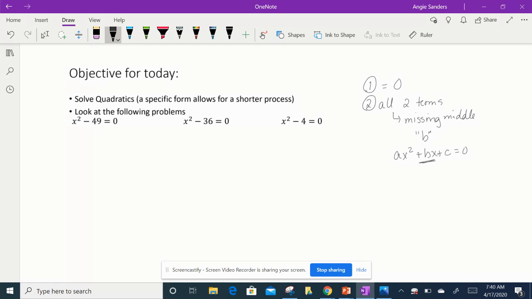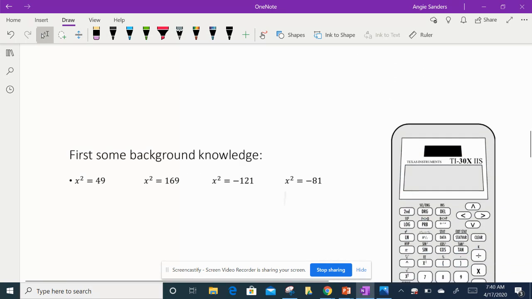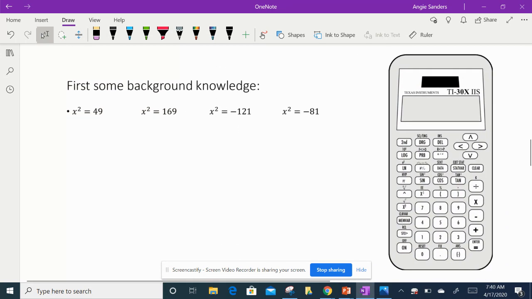When we see a problem that is missing that middle B term, that allows us to use a shorter process called the square root process. Before we jump into that process, I want us just to get a little background knowledge. I've put a calculator up here because you're definitely going to need a calculator today. The first thing I want us to recognize is that when we solve these problems, just like before, most of the time we get two answers.